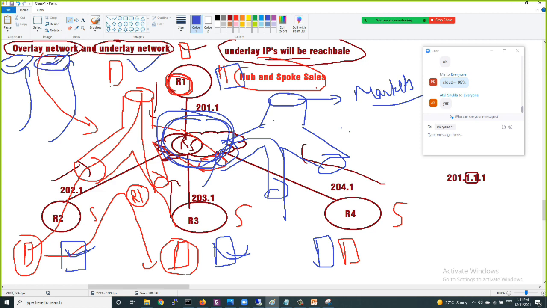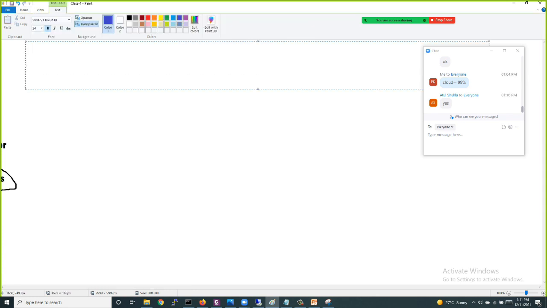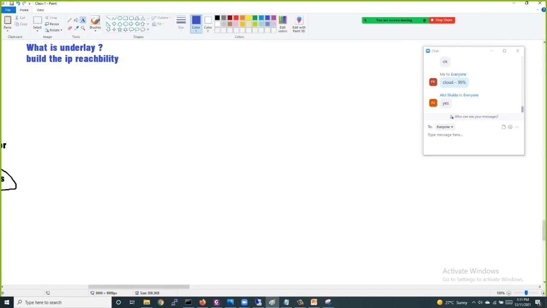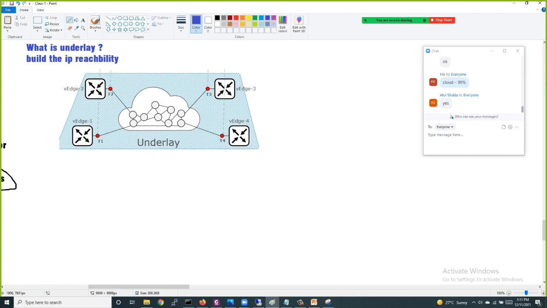Now, if you are clear with this, you should be awesome with my point number two. Now let me write. What is underlay? Underlay network is there to build the IP reachability. Let me show you a small underlay network example. In this example, I have four VHs. You can see VH1, VH2, VH3, VH4. So this is the underlay or the physical network that we have between these VHs.